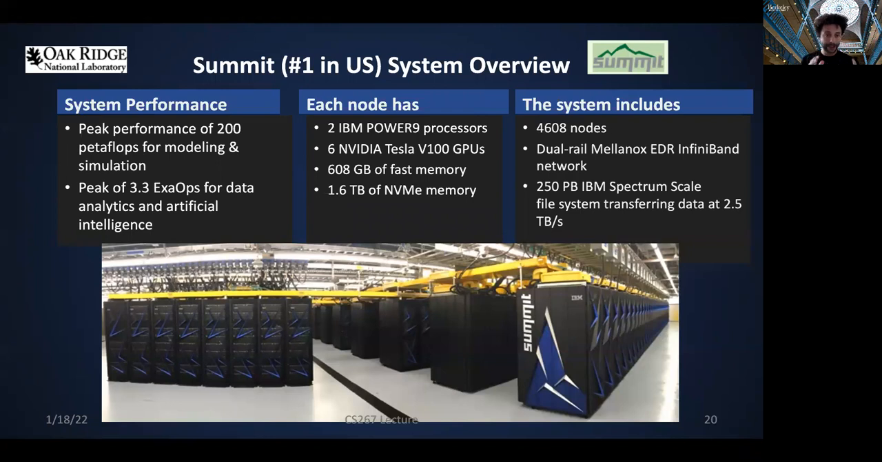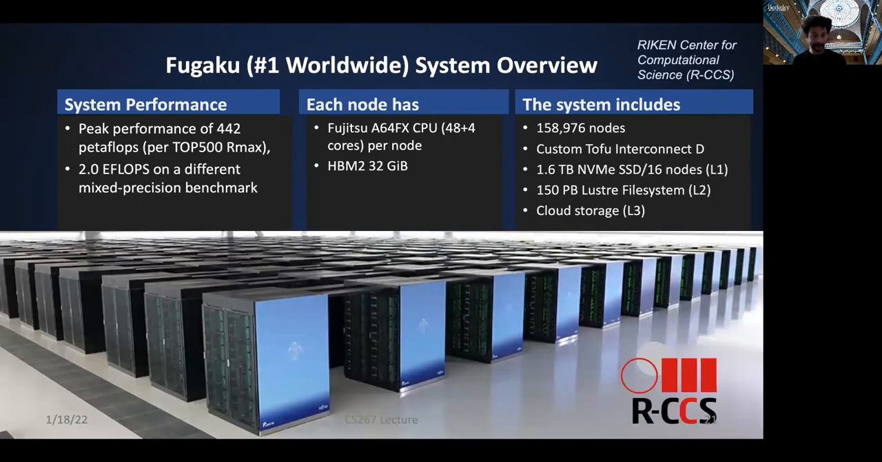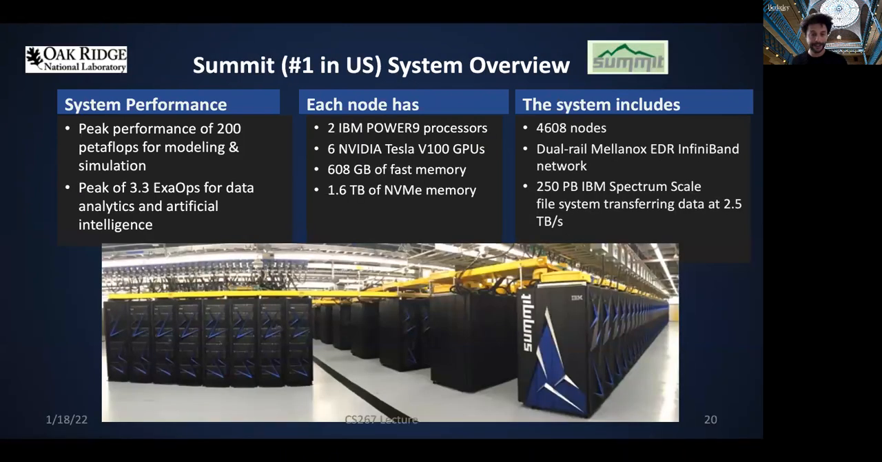Each one of these nodes has 2 Power 9 IBM processors and 6 NVIDIA Tesla V100 GPUs. It does actually reach exaops, but these are not real flops because they're not double precision, so they don't count in the race to exaflop, so to speak. The fastest machine in the world beyond the United States is Fugaku in Japan. They have Fujitsu CPUs and no GPUs, at least none of them doing any computation. You can see a little bit of a difference here.